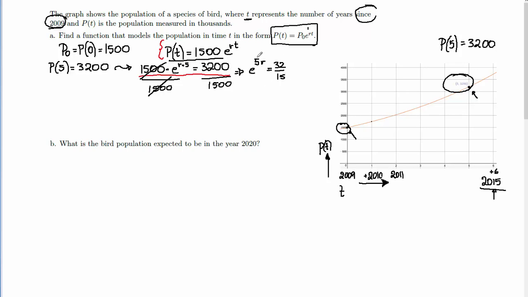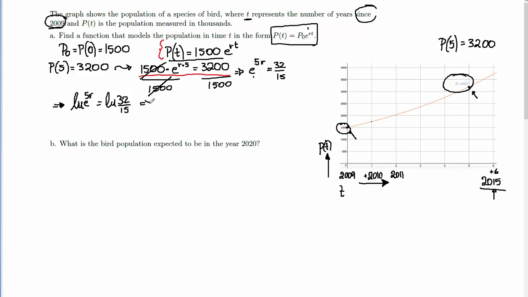Now, we can solve this equation using logarithms. How do we do that? Remember, we consider what is the base of our power. It is e. So we take ln of both sides of the equation, and we have ln of e to the 5r equals ln of 32 over 15.